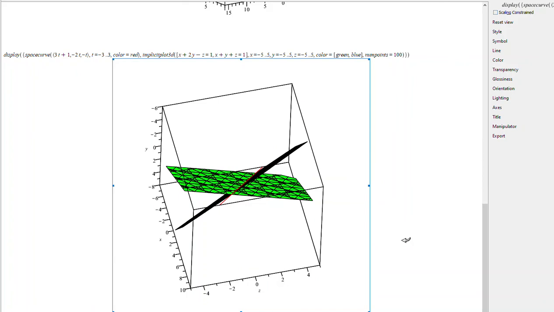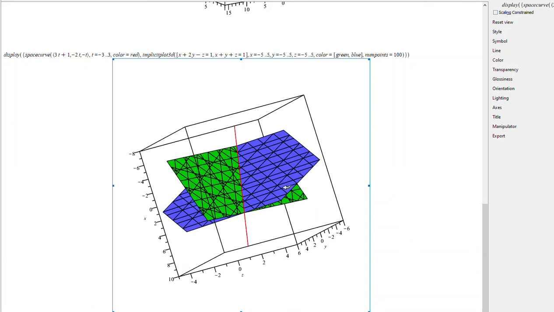All right, we are going to stop here for this particular one, and we'll come back and look at a couple of other types of graphs of multivariable functions in the next couple of videos.